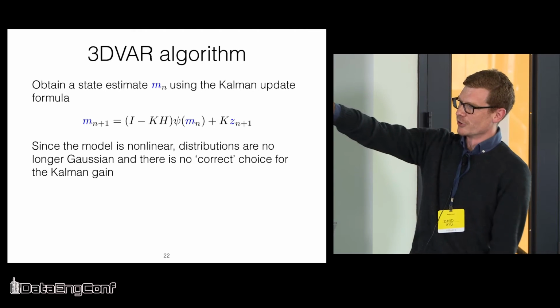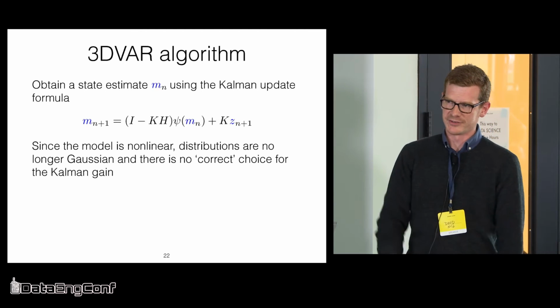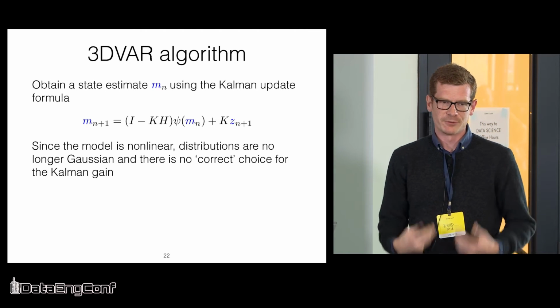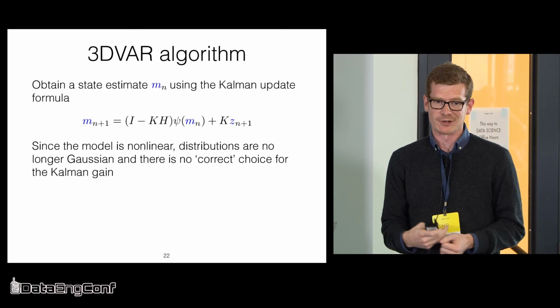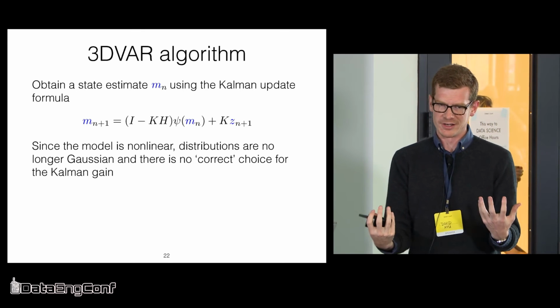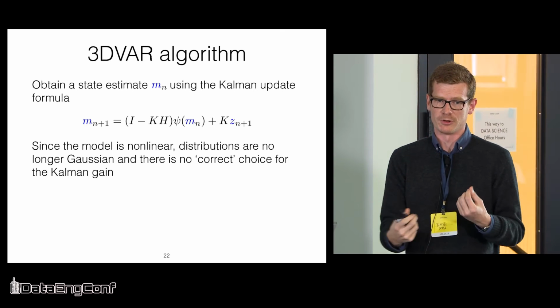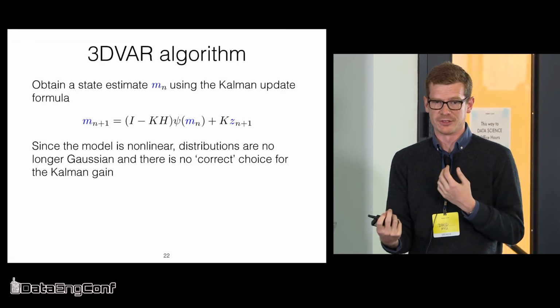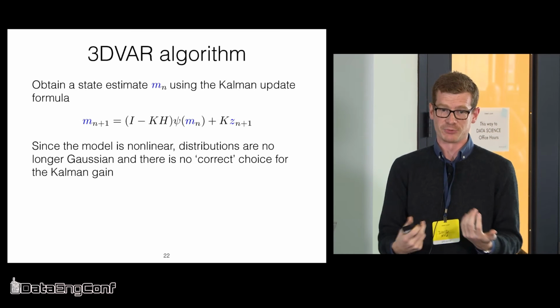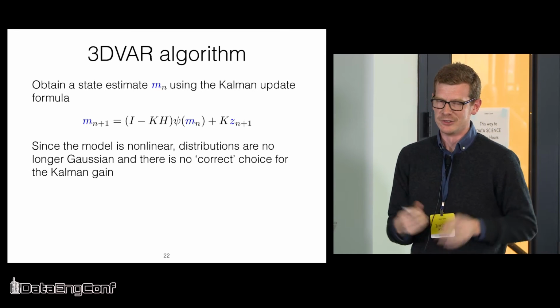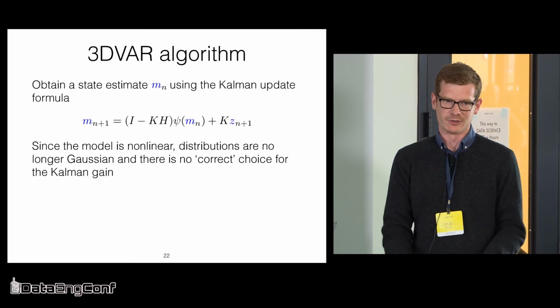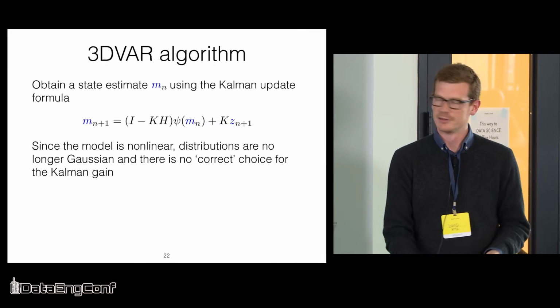The problem is that we no longer have an optimal choice of the convex combination. That was something that we had because everything was Gaussian. We knew what the covariances were. We could optimally pick how much we should trust the forecast and the observation, because we knew how much we trusted our forecast. In a nonlinear situation, you don't really have that. You don't have formulas for covariances.